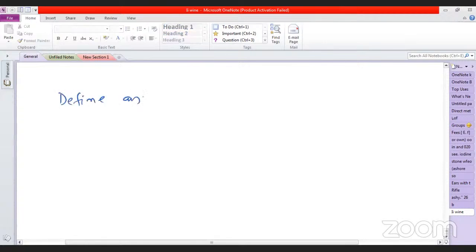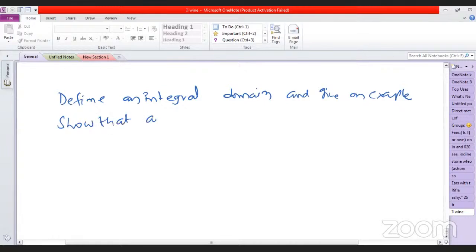Define an integral domain and give one example. So that any finite integral domain is a field. Define an integral domain, with an example, so that every finite integral domain is a field. So this is what they have asked, and I'm writing the statement here.